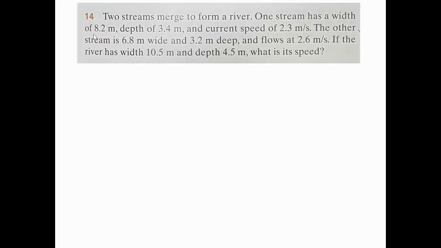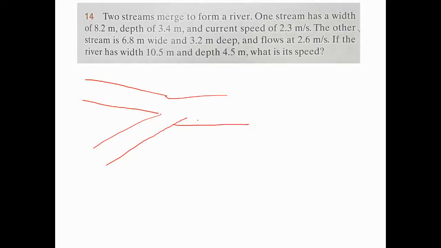Two streams merge to form a river. That means I have two streams. What are the two streams? Two streams, it's water, water flowing streams. I have two streams. So this is my first stream. This is my second stream. And these two streams form a river. Okay, these two streams form a river.